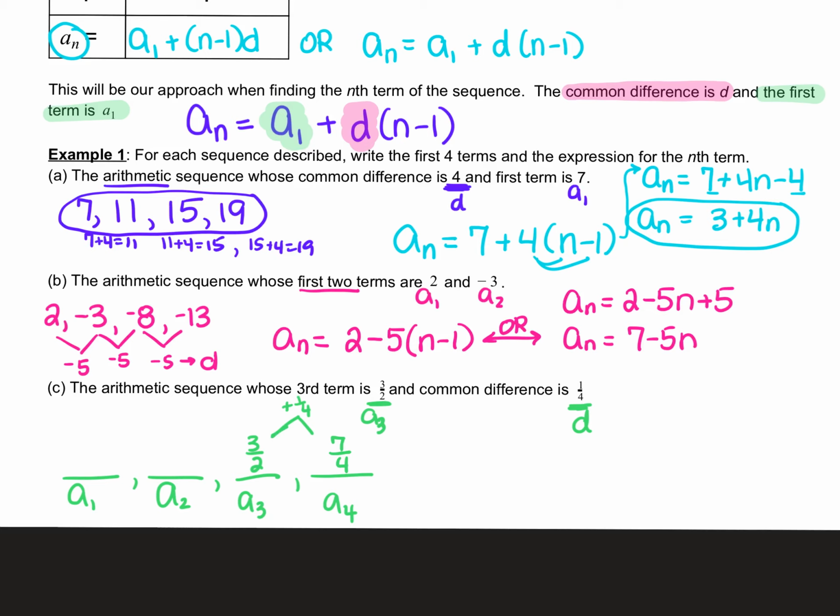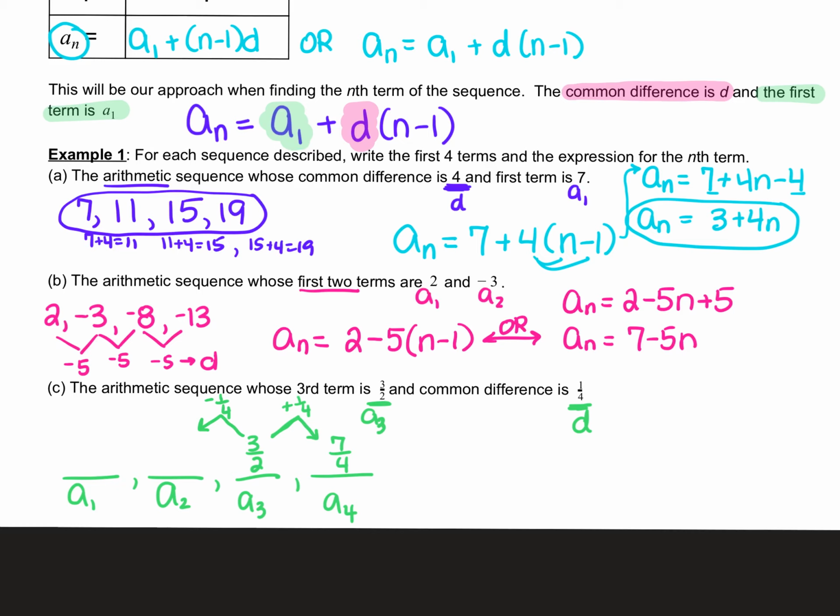Okay, so now that's going from a smaller term to a larger term. In other words, from A3 to A4, we add 1/4 because that's our common difference. Now, if I'm working backwards, what I know is that I have to take whatever A2 is and add 1/4 to it to get 3/2. But if I want to work backwards, if I want to go from the third term to now the second term, I have to reverse what I'm doing, kind of do the inverse.